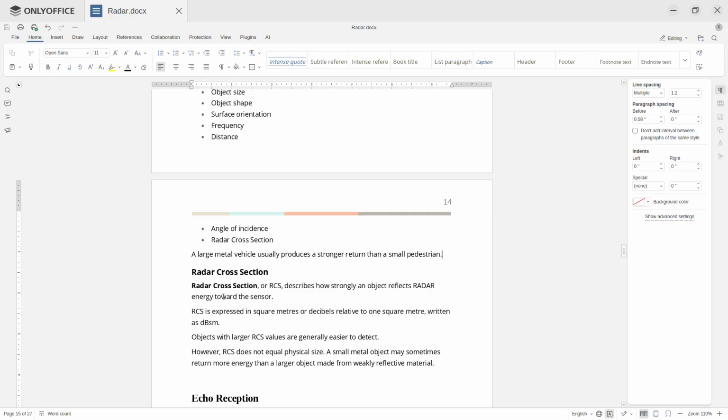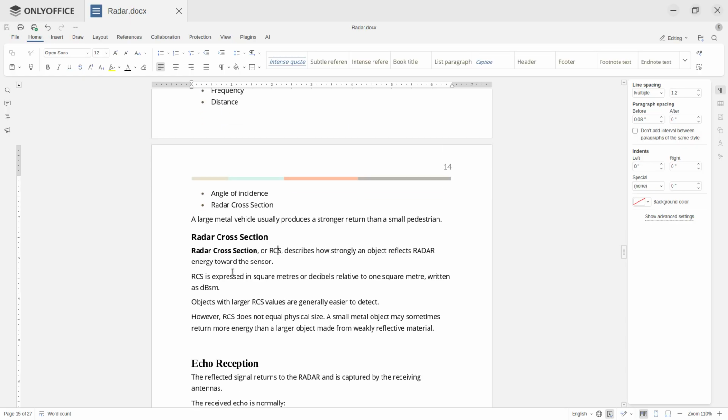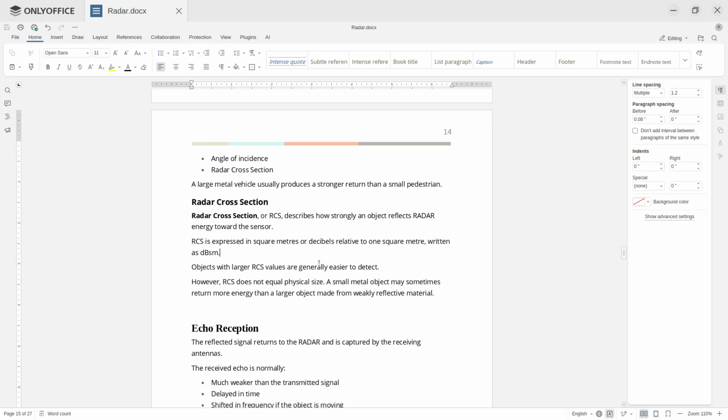What is radar cross section? Radar cross section, or RCS, describes how strongly the object reflects radar energy towards the sensor. RCS is expressed in square meters or decibels relative to 1 square meter, written dBsm. Objects with larger RCS values are generally easier to detect. However, RCS does not equal physical size. A smaller metal object may sometimes return more energy than a larger object made from weakly reflective material.